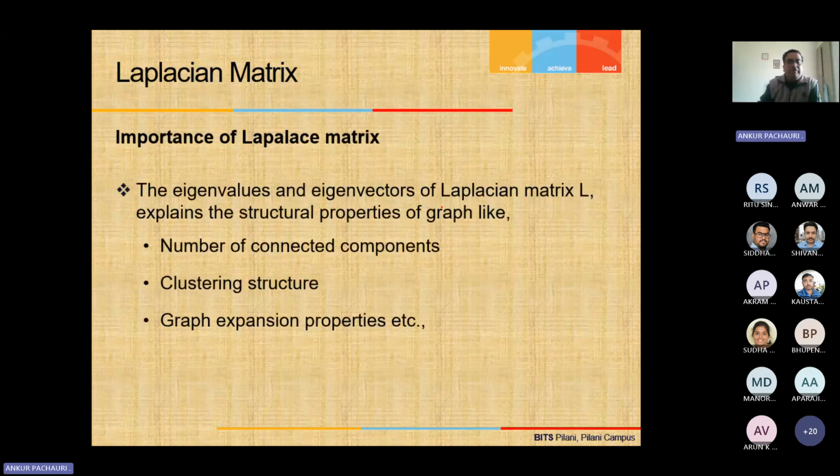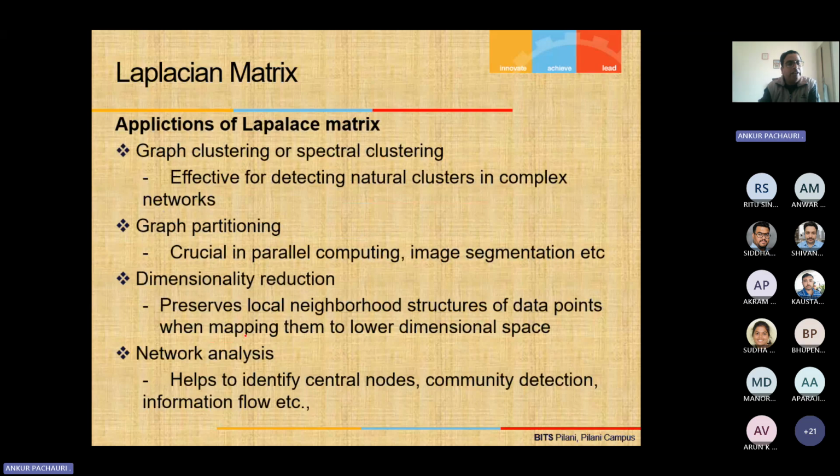So the eigenvalues and eigenvectors of a Laplacian matrix explain structural properties, like how many connected components are there. The number of zeros in the eigenvalues gives me the number of components in the graph, what the clustering structure is, what the graph expansion properties are, and so on. All this information can be extracted from just the Laplacian matrix. It can be used for graph clustering and spectral clustering, effective for detecting the natural clusters in a complex network. It's very well used for graph partitioning, which is crucial in parallel computing, image segmentation, and so on.